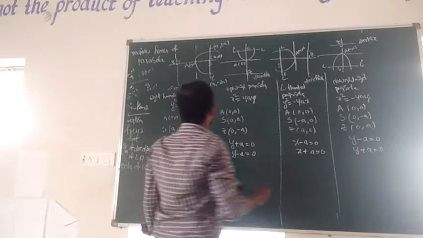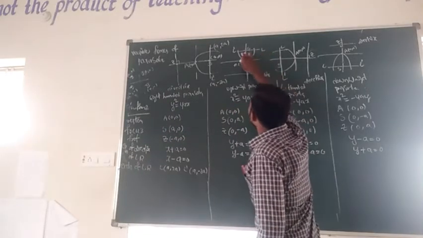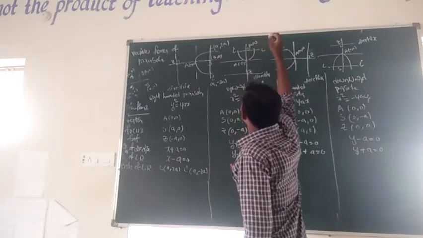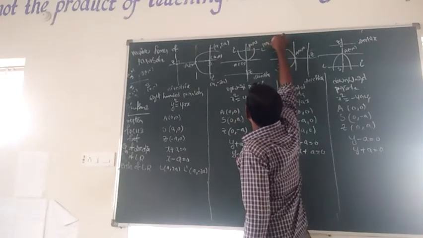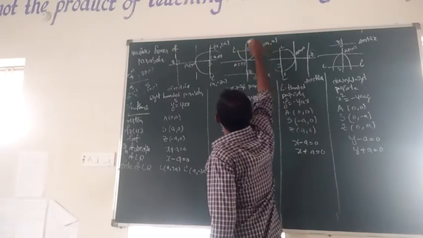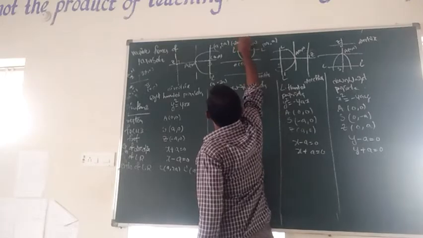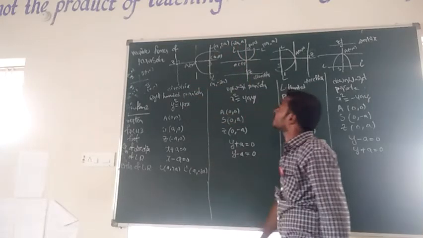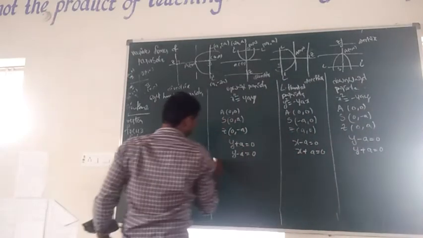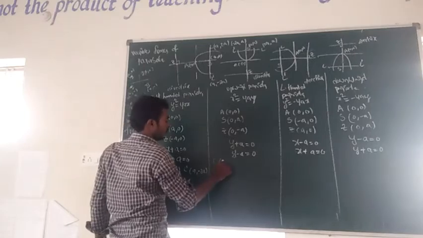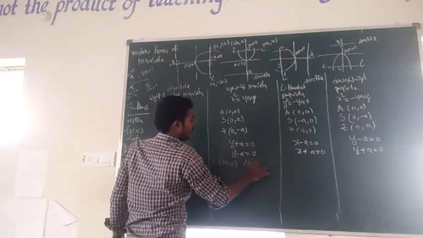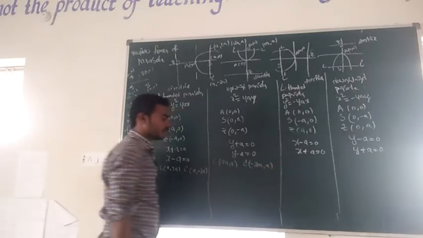Now from here also, L and L dash, here it is 0 comma a. So we take 2a comma a. Now in the second quadrant, x sign is negative, so this is minus 2a comma a. Here L is 2a comma a, and L dash is minus 2a comma a.